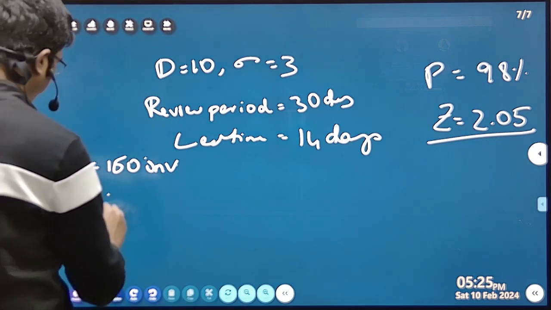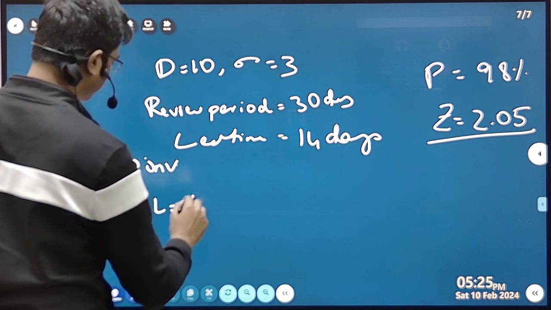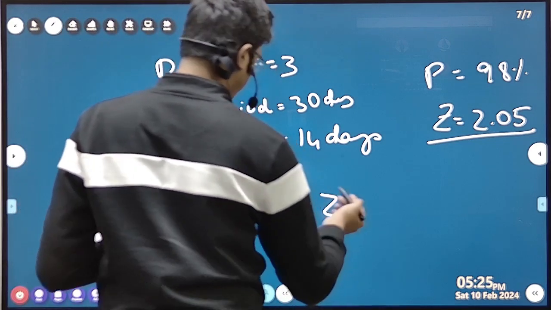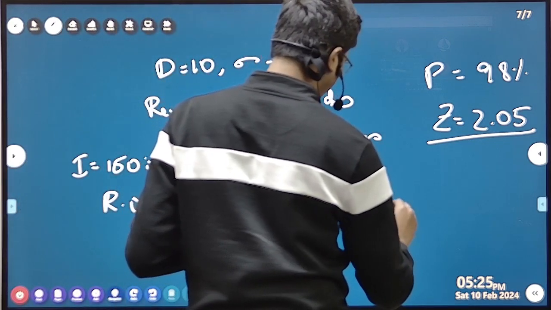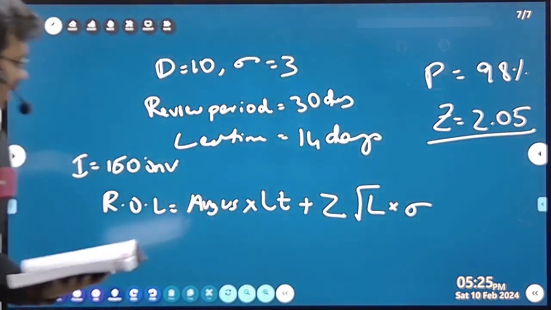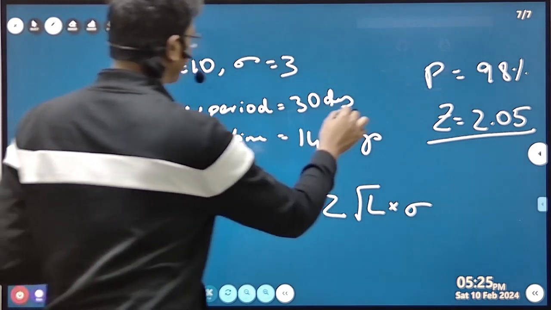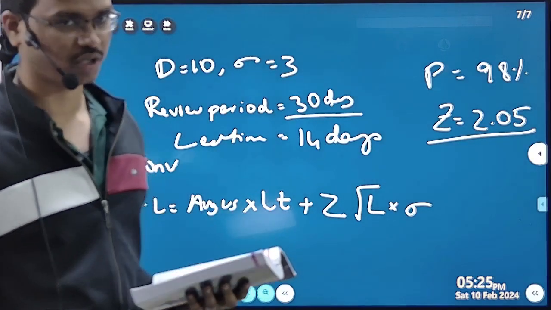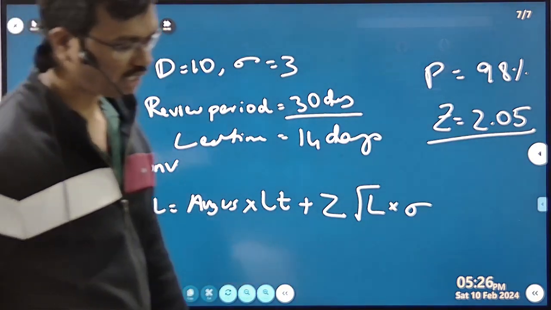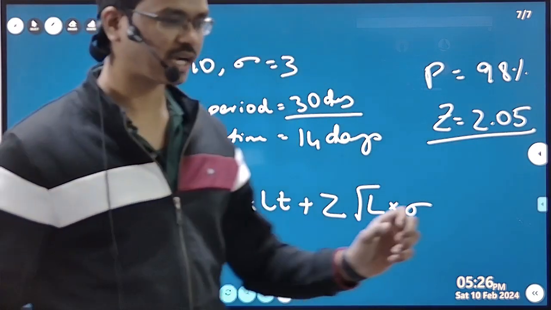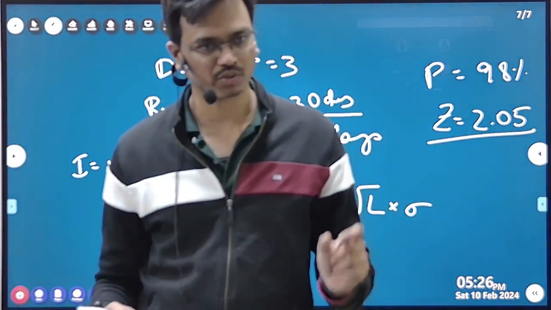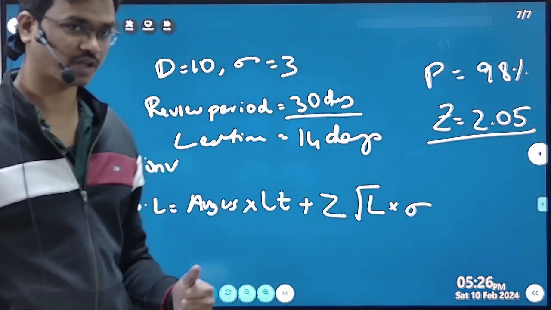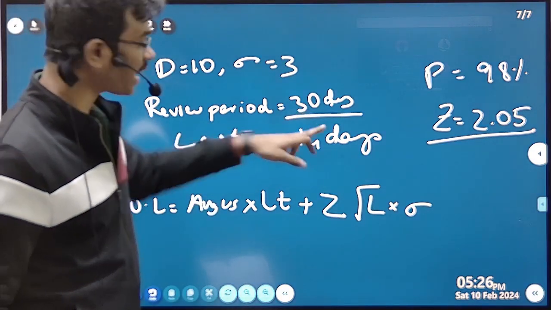In our formula for reorder level, we have average usage into lead time plus Z coefficient into lead time into standard deviation. But here there's a review period, which means every 30 days they review the stock. Generally, if you review the stock daily, you will know the stock level daily, and if it hits the reorder level today, you will order it today. But here the management is not reviewing the stock daily. They are reviewing it every 30 days.